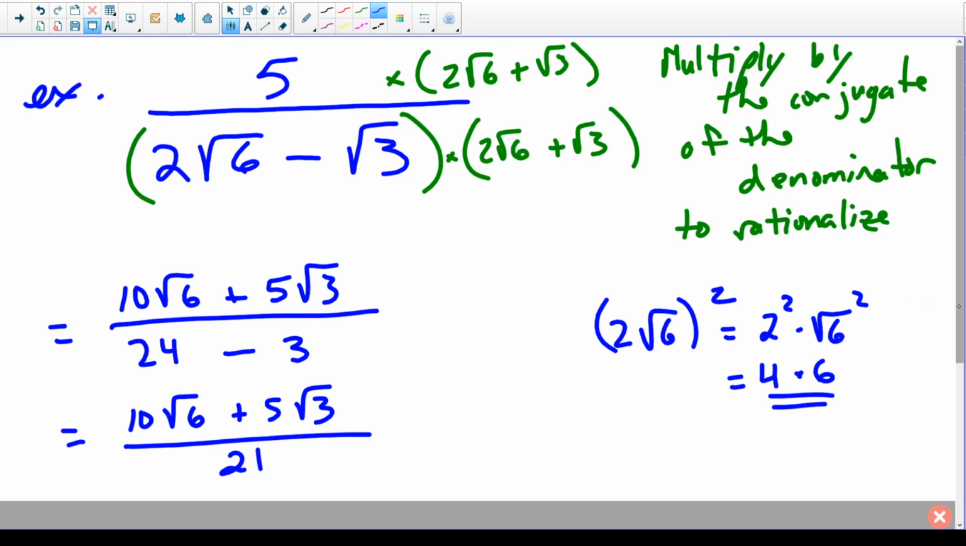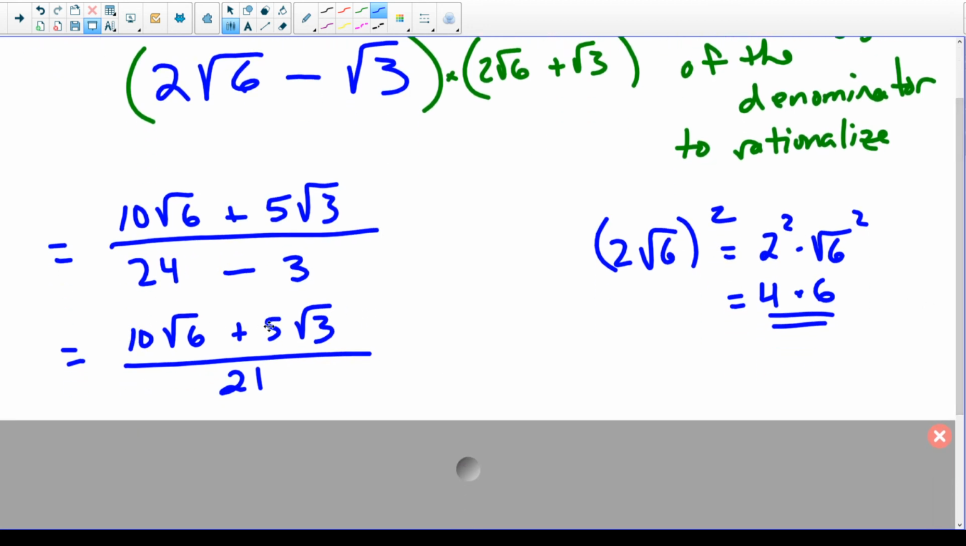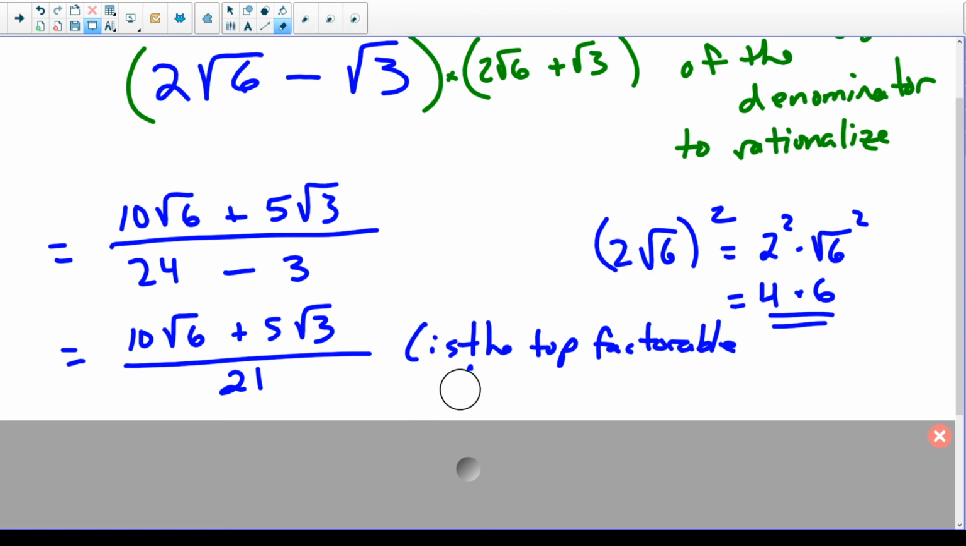Now there is one final thing you should check, folks. The 10 and the 5 are technically factorable. But the only reason I would want to factor them is, are they also divisible? Is the factor of 10 and 5 also divisible by 21? And the answer here is no. Okay? But you can always check to see, is the top factorable, and specifically, is the factor able to simplify with the bottom?